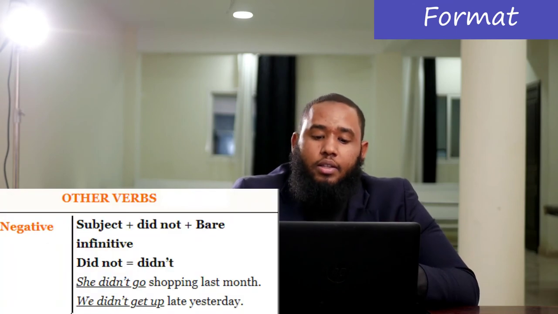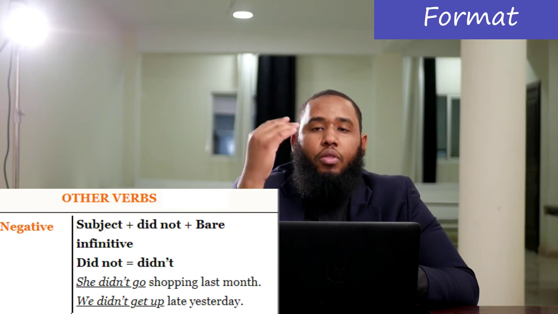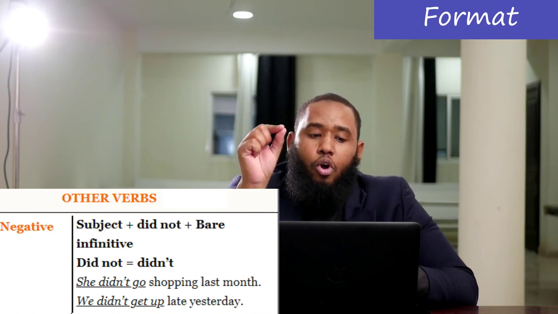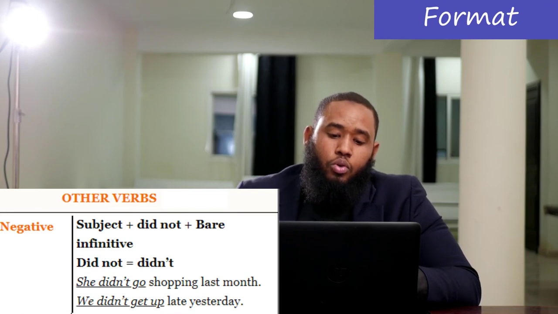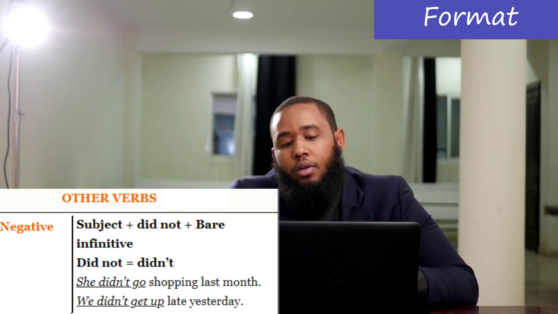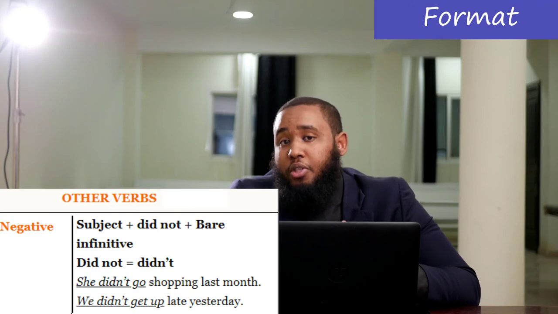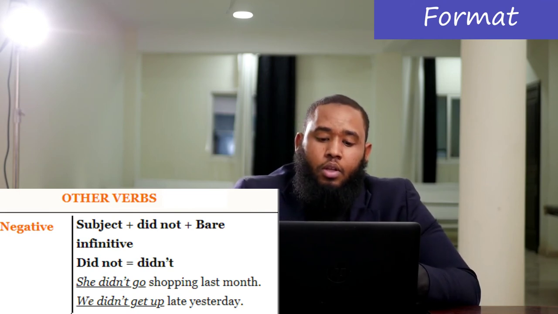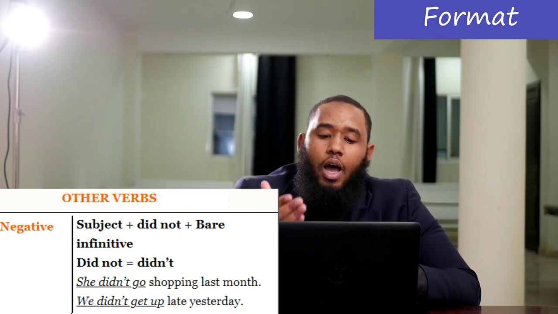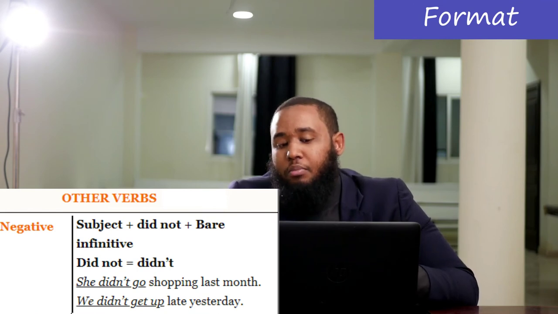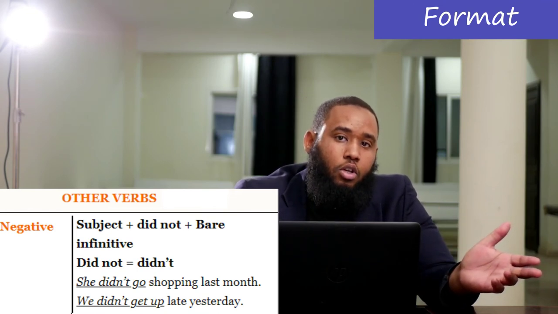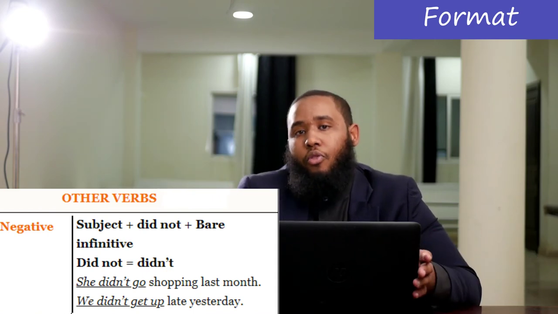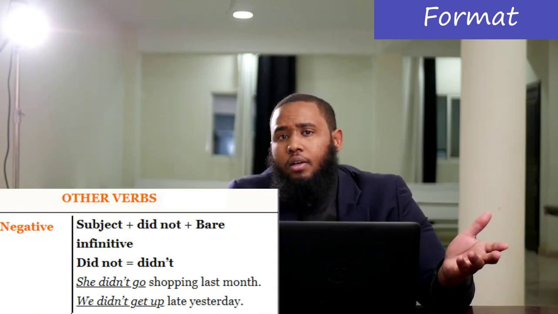The negative sentence, exact same, except before the verb, you will add the word did not. So, to go through an example, we'll use the same subject, she. She went shopping last month. This was positive. She did not go shopping last month. All we did was add did not.